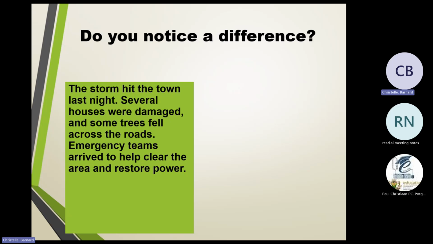Now, the first paragraph reads, the storm hit the town last night. Several houses were damaged and some trees fell across the roads. Emergency teams arrived to help clear the area and restore power. That's the first one, right?